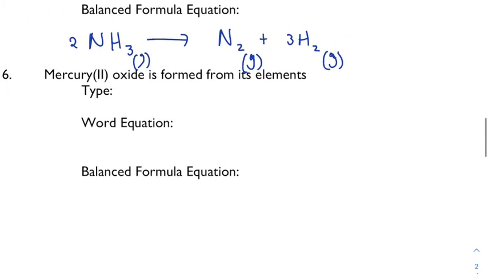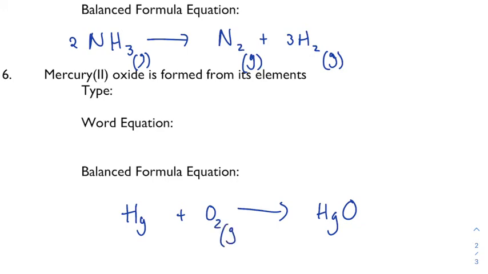Okay, 6 is the last one. It says mercury 2 oxide is formed from its elements. So this is kind of an interesting one. They actually give us the product here, which is HgO. And it's formed from its elements. Well, its elements are Hg and O. But O is a Haber-Finkel, so it's got to be O2. It's a gas. Mercury is actually a liquid at room temperature, so we're going to put an L in there.